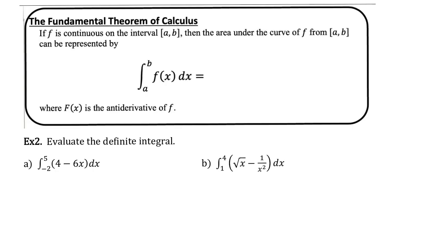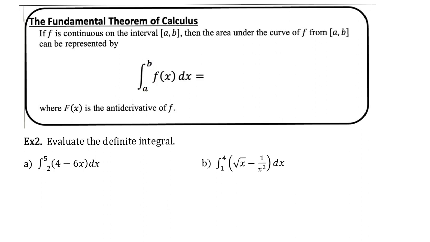Okay, now let's look at the fundamental theorem of calculus. This is saying if f is continuous on the closed interval a to b, then the area under the curve of f from a to b can be represented by the same expression we learned previously. It's the area under the curve from a to b with the x-axis.